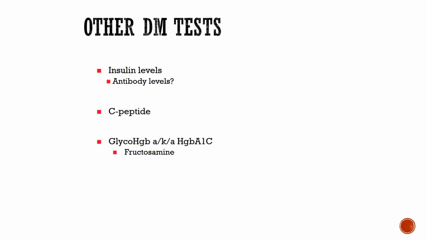Other diabetes tests. If you've got somebody who is a new diabetic and you're trying to figure out whether or not they're a type 1 or a type 2 diabetic, there are some tests that you can do. The most common one that's done is the C-peptide. C-peptide is basically the thing that's split off from proinsulin when insulin is formed. So proinsulin splits into C-peptide and insulin. The insulin is used up by the patient.